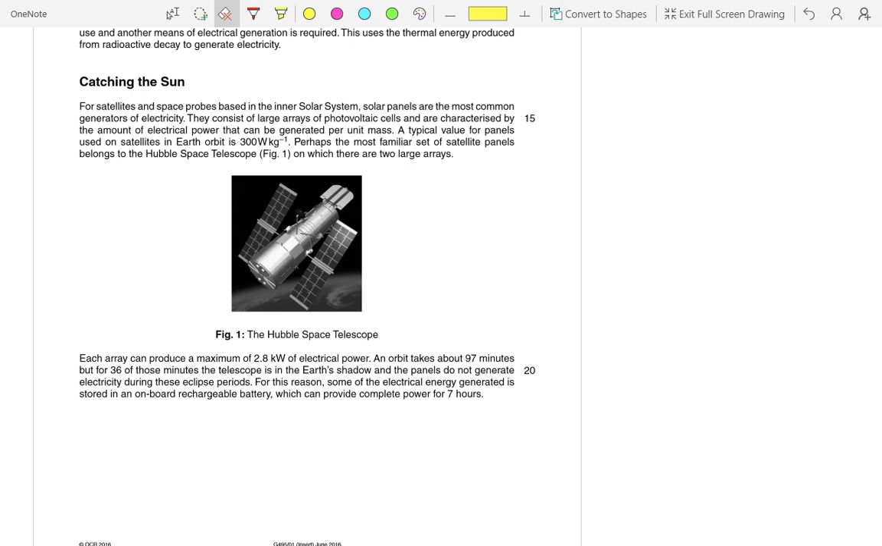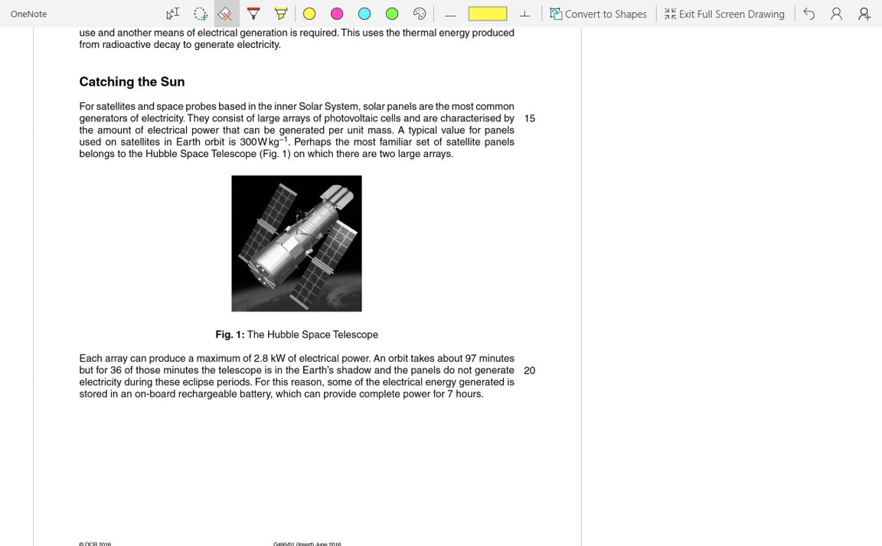So what does that mean? Typical value for panels used on satellites in the Earth's orbit is 300 watts per kilogram. So that means the mass of the panels is dependent on what energy they have. So for every 300 watts that these produce, it weighs a kilogram.